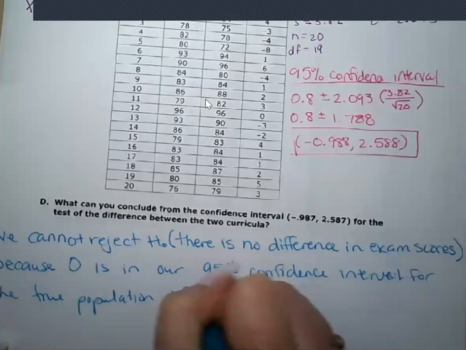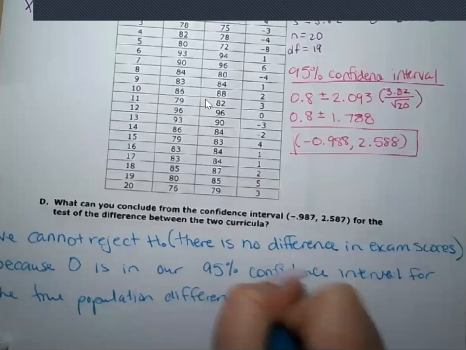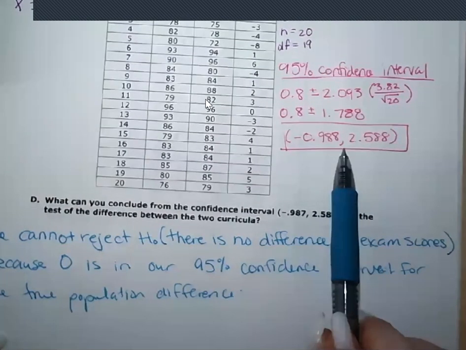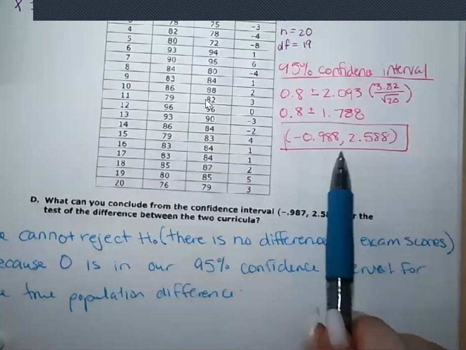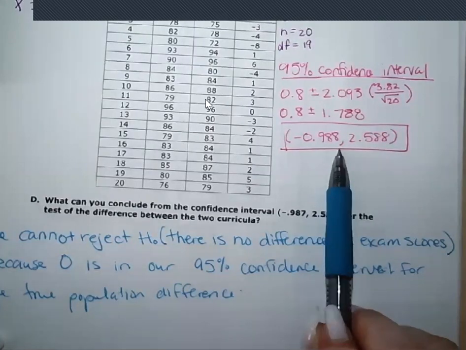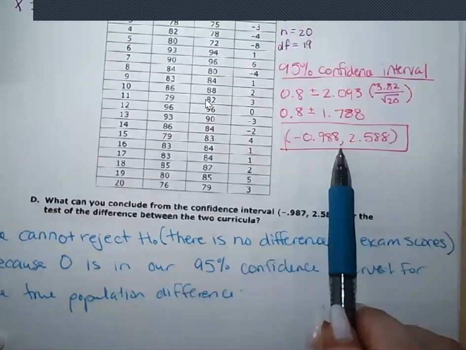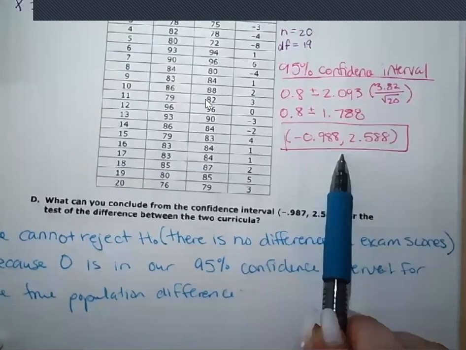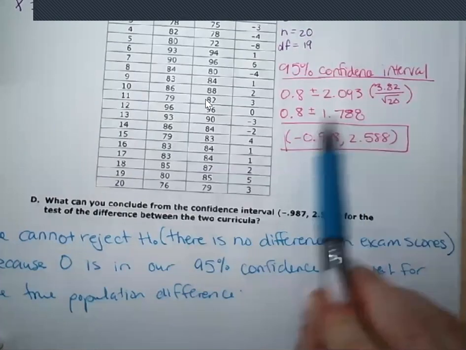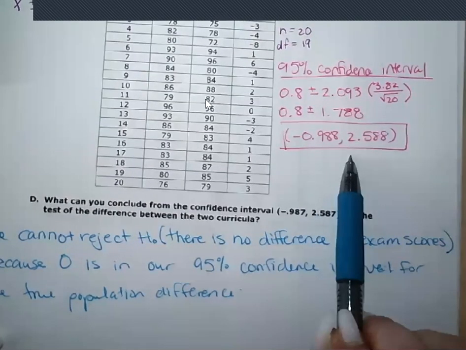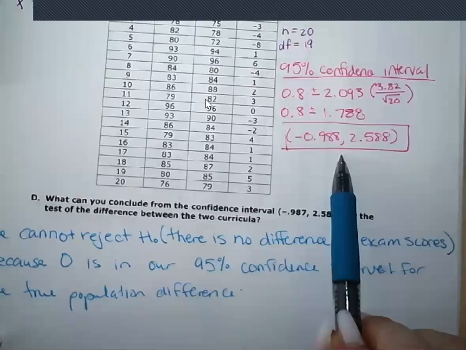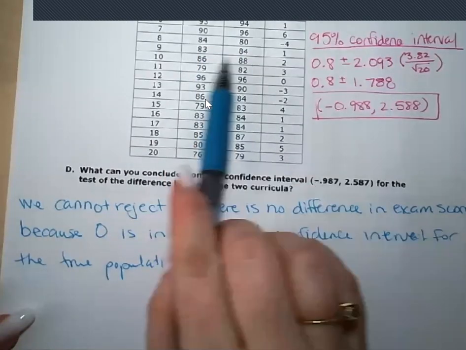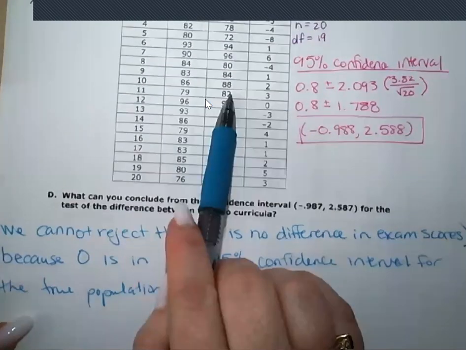So again, with these confidence intervals, when we write this, we are saying we are 95% confident the true population mean, which in this case is the population mean of differences, is within these two numbers. And since 0 is within these two numbers, we can't rule out that it is possible. So we're saying there's really not a significant difference between these two curriculum.